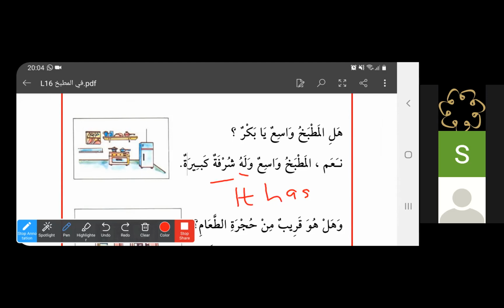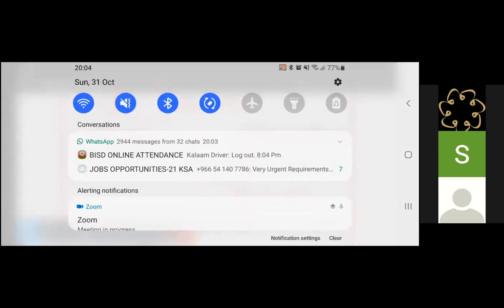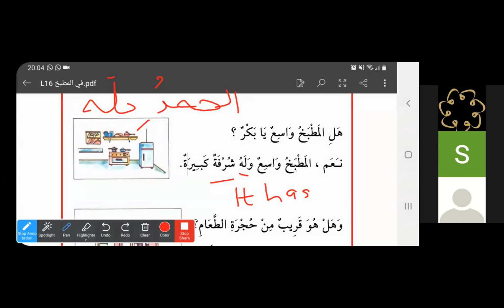نعم. وله, تمام. For example, you say الحمد لله. الحمد لله. Praise is for God. طيب, or he has all the praise. Allah has all the praise. وله, and it has شرفة كبيرة. يعني kitchen has a big balcony.